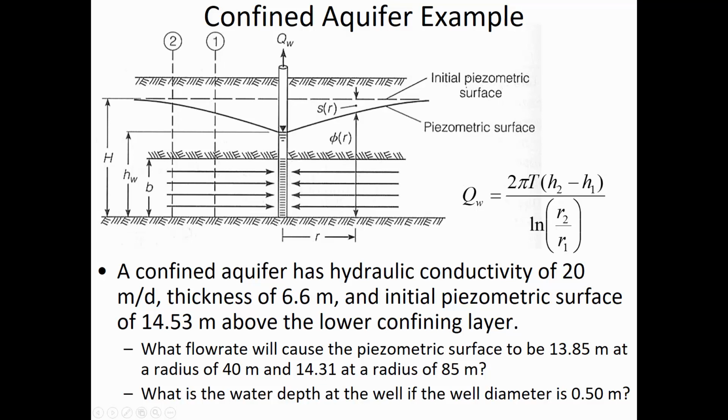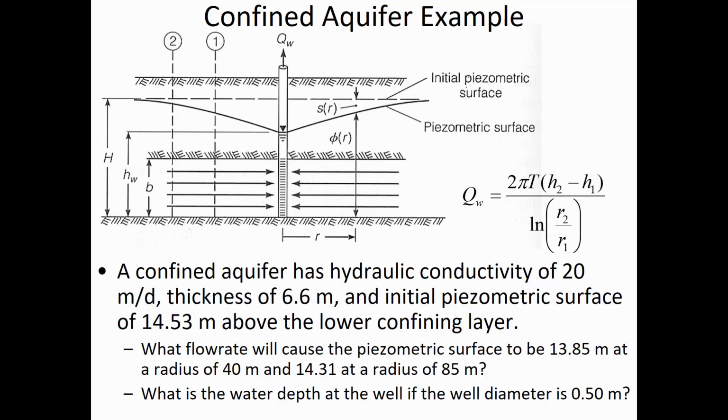All right, so let's practice this. We have a confined aquifer with the thickness of 6.6 meters, and so that's B, the thickness of the aquifer. The hydraulic conductivity, K, is 20 meters per day. And the initial piezometric surface is 14.53 meters above the confining layer. So that's talking about H. Before any pumping occurs, the water goes up to 14.53 meters. Now what we want to know is what flow rate Q is going to cause the piezometric surface to be lower than that initial value of 14.53.